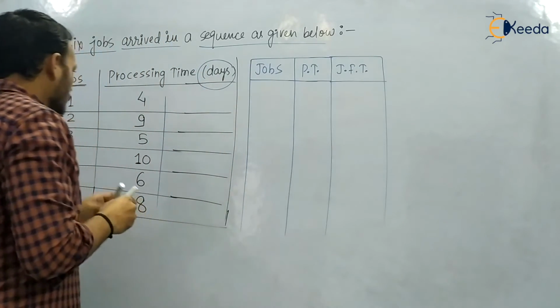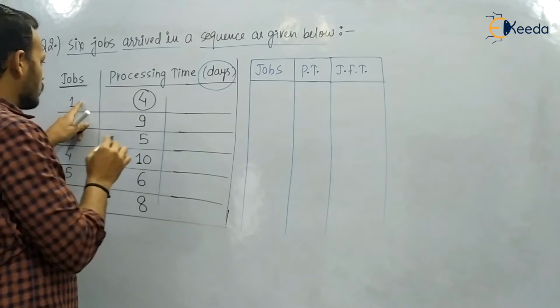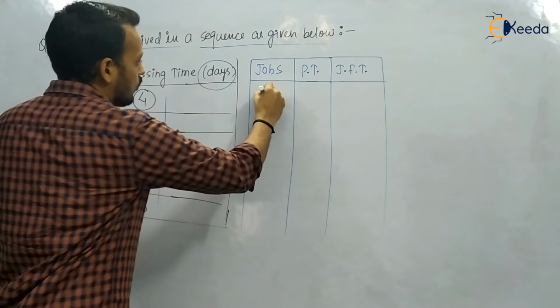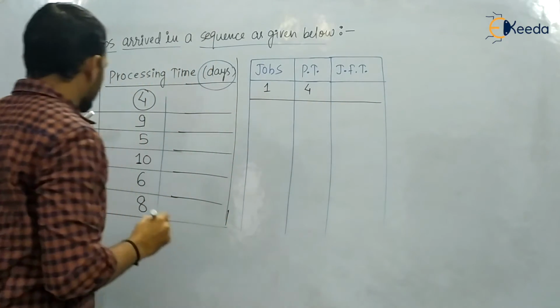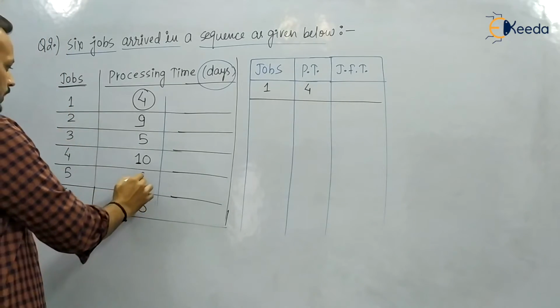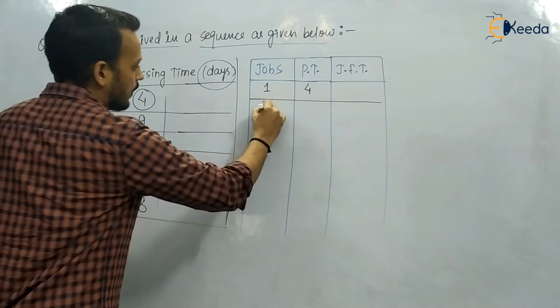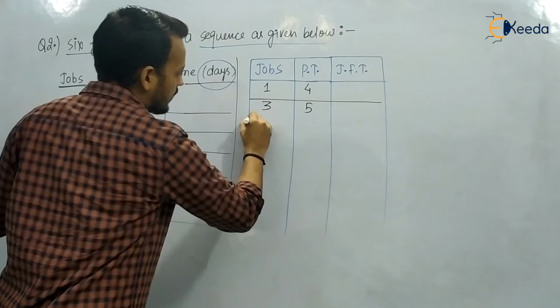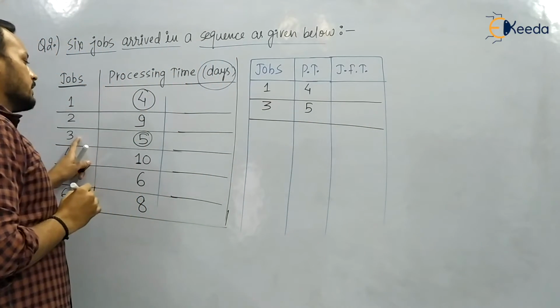Now we will arrange the jobs in increasing order of their processing time. So we have to select the list. The first is 4, for job 1. So job 1, the processing time is 4 days. Now the second is 5. For job 3, we have got 5 days as the processing time. So we are following the SPT rule, that is the shortest processing time rule.